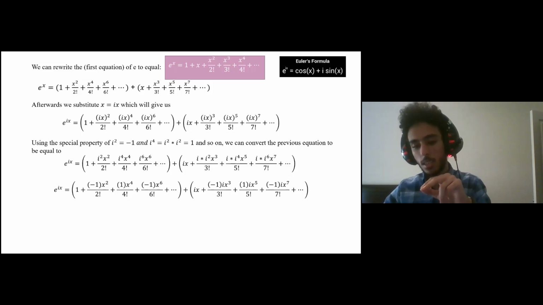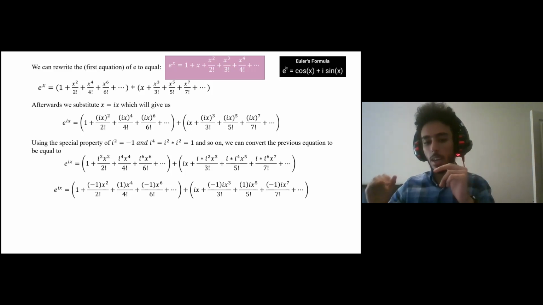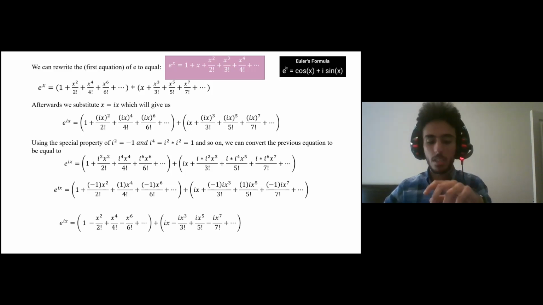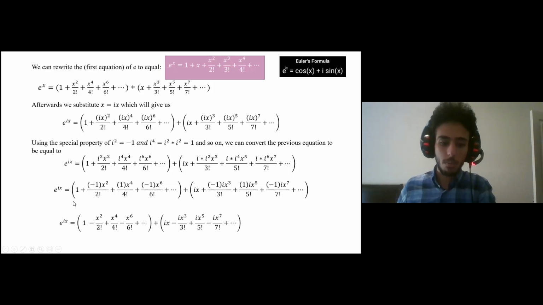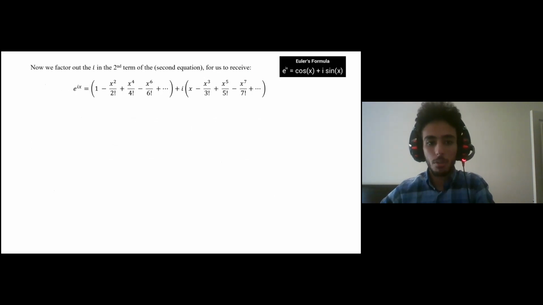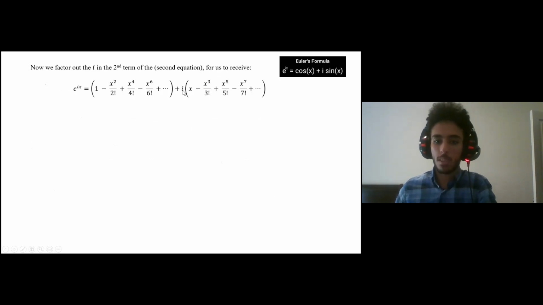And in the second parentheses, we're going to have ix plus minus 1 times ix cubed over 3 factorial plus 1 times ix to the power 5 over 5 factorial, and so on, which in the end will give us this equation at the bottom. Now, this is going to be the second equation. What we can do is factor the i out, like we had ix minus ix cubed plus ix to the power 5. We're going to factor it out and put it outside the parentheses.